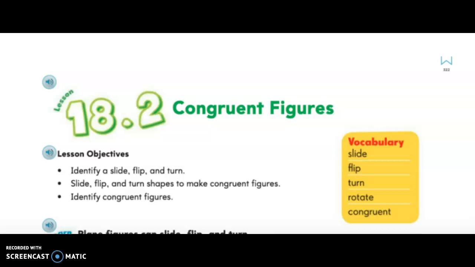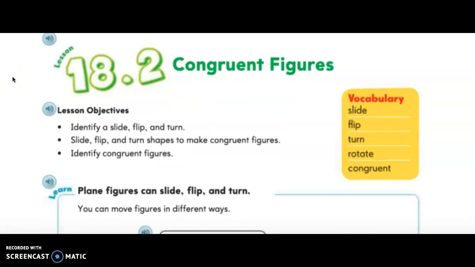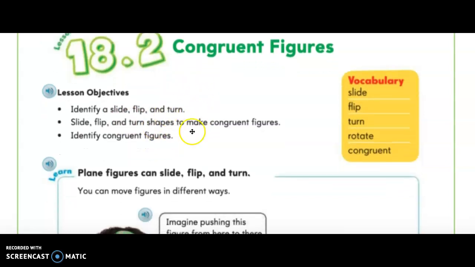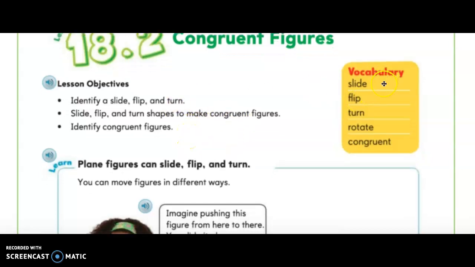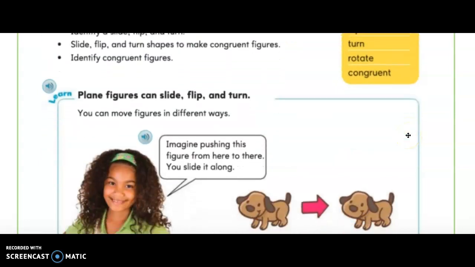Now, unfortunately, we are doing this digitally because this is one of my favorite lessons to teach in class, but we will make do. So we are going to be learning about how to slide, flip, and turn shapes today. And then tomorrow we will get into congruent figures, but today we're just going to focus on the beginning, the slide, flip, turn, and rotate.